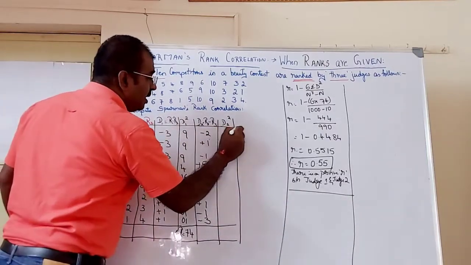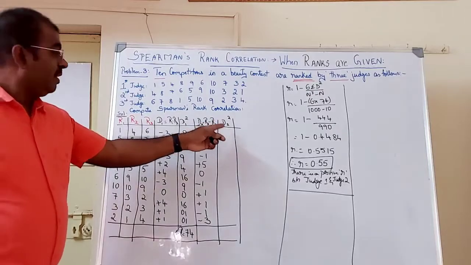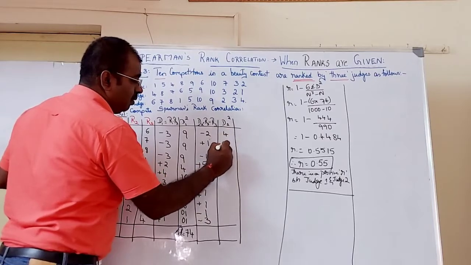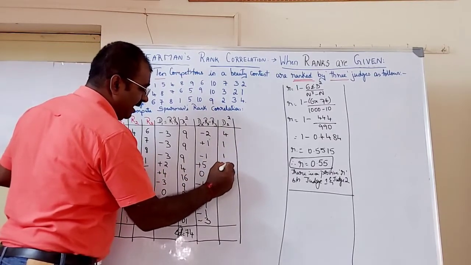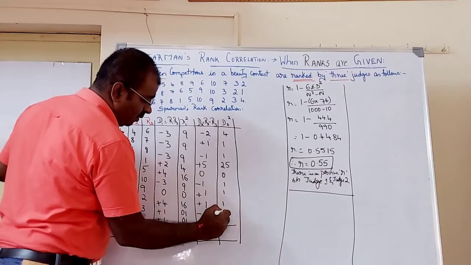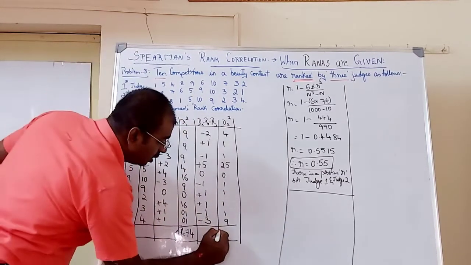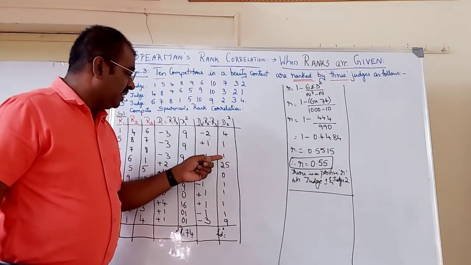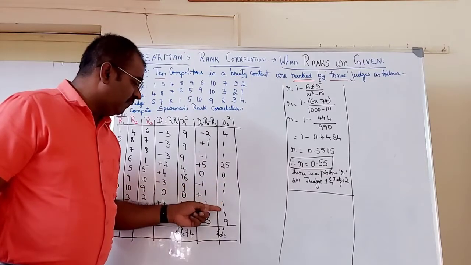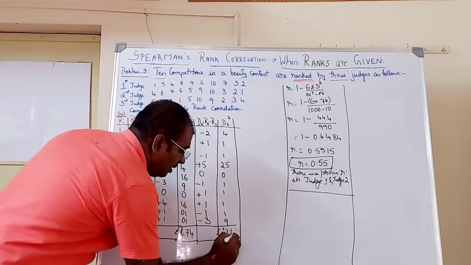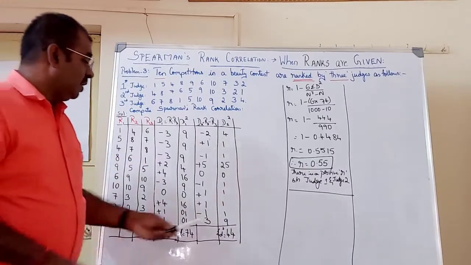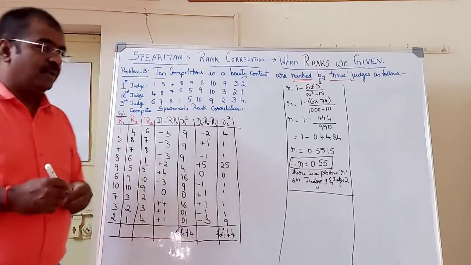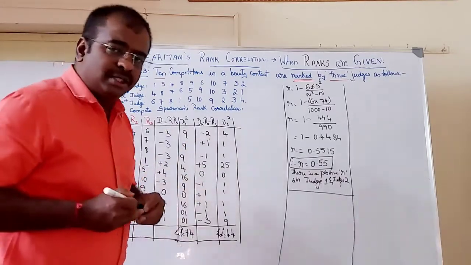And step number 2 is computing D square between the ranks of judge 2 and judge 3. The squares are 4, 1, 1, 25, 0, 1, 1, 1, 1 and 9. So sigma D square is equal to 4 plus 1 is 5, plus 1 is 6, plus 25 is 31, 32, 33, 34, 35, 44. Sigma D square is equal to 44. So we have completed the first 2 steps.